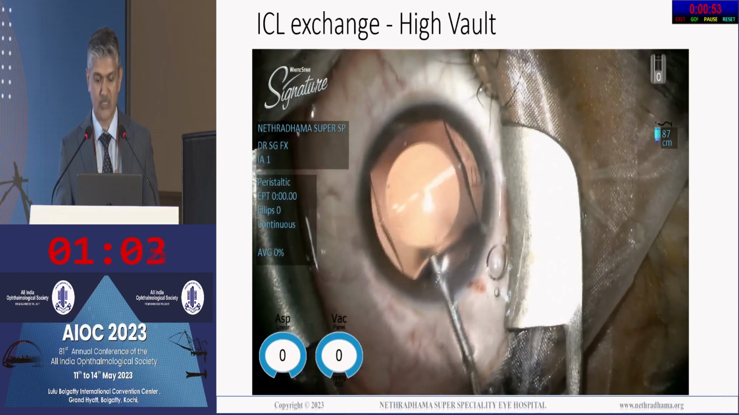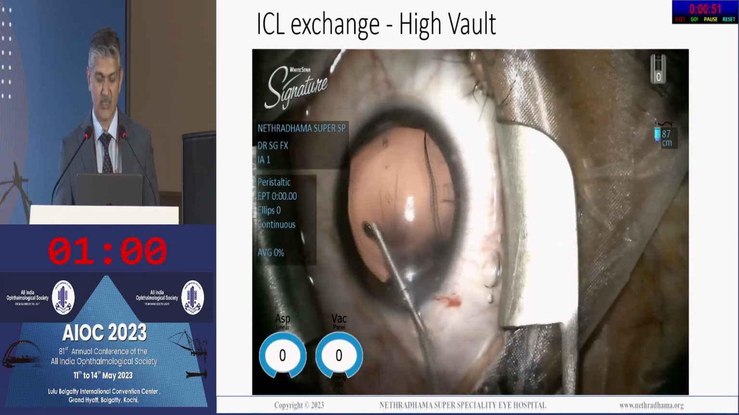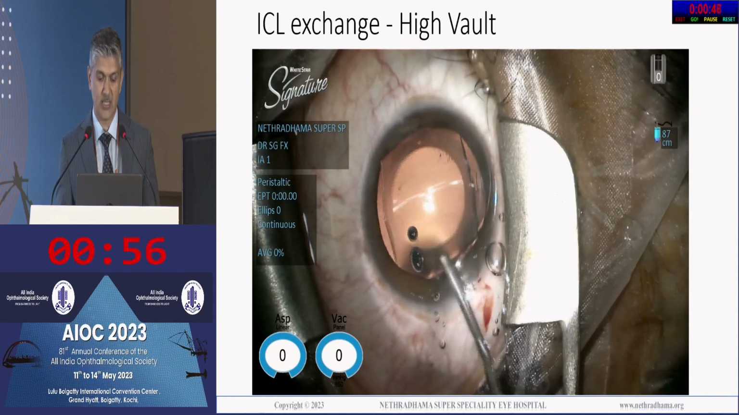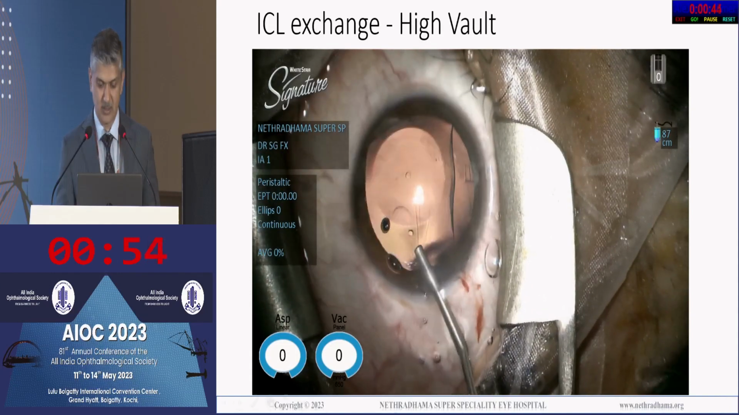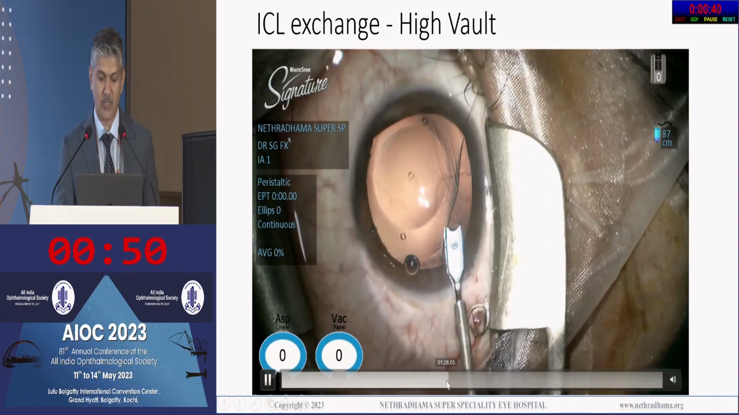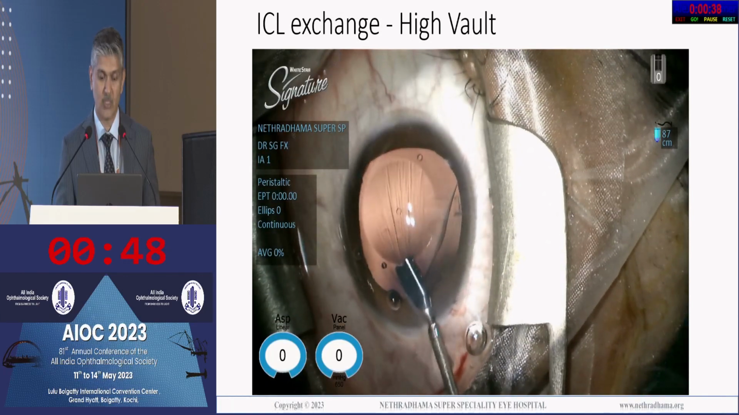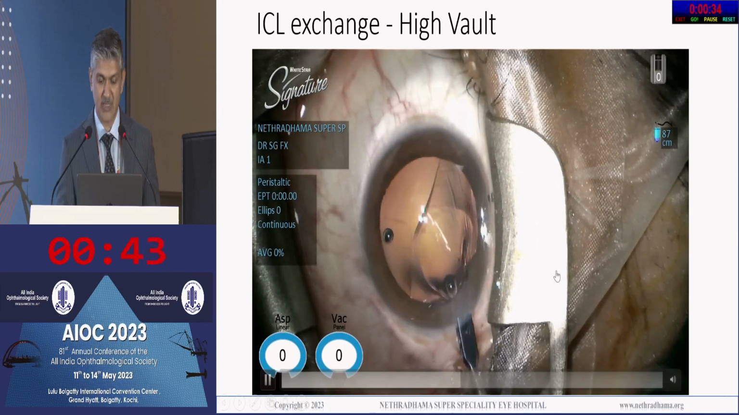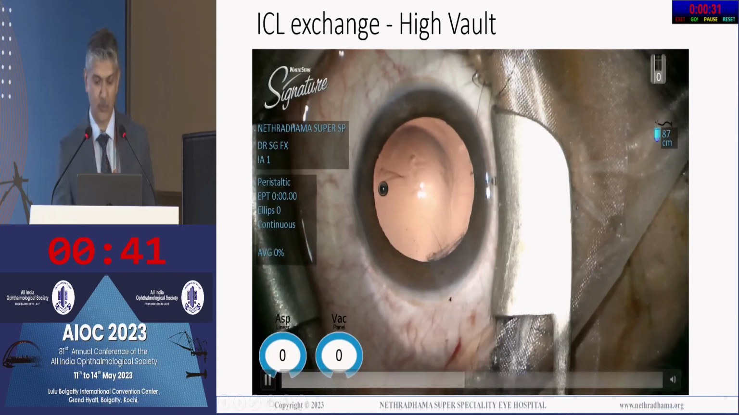Put viscoelastic, rotate the lens, and once you rotate the lens a little, then you can go in with your lens loading forceps, hold the optic haptic junction, that is the thickest area of the lens, and then with a twisting motion you can remove it.